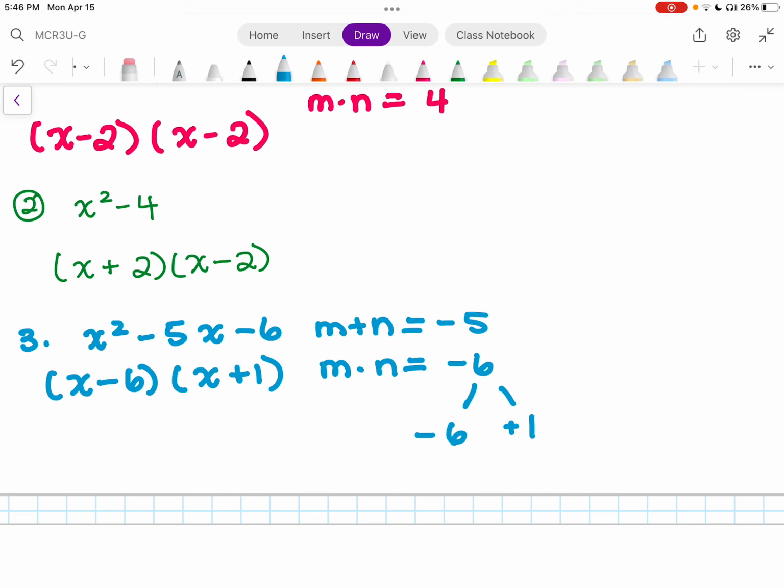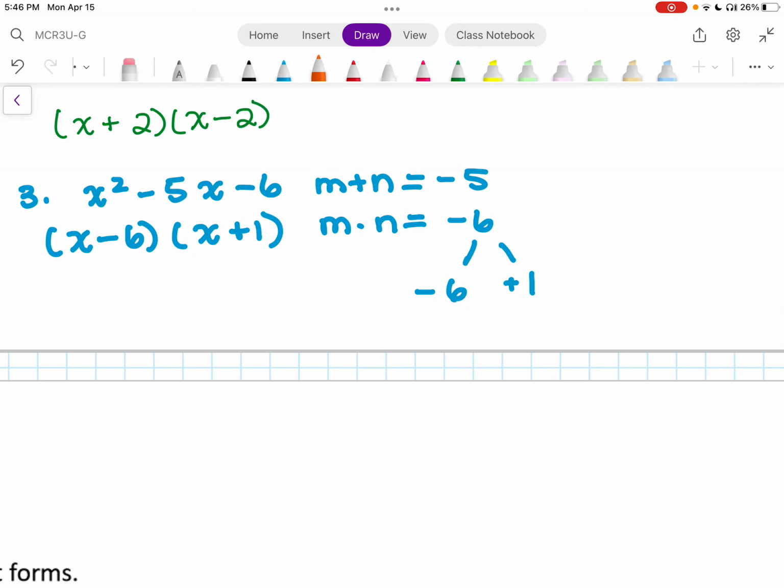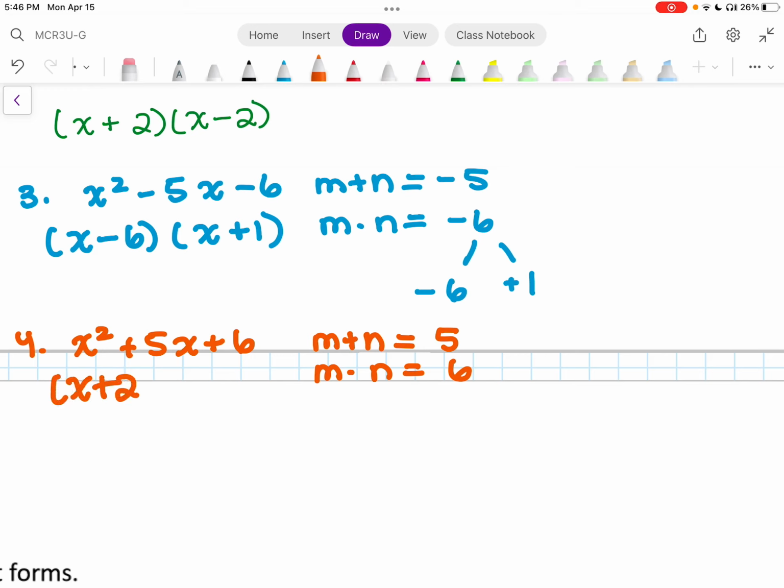And then last but not least, we have the one that was in the orange. So I'm going to go back to my orange marker and try to squeeze it in here. We have x squared plus 5x plus 6, and those pluses make all the difference. So we have two numbers that when they add together give us positive 5 now. When they multiply together, they give us positive 6, and we know those two numbers are going to be 2 and 3, so I'm left with x plus 2, x plus 3.